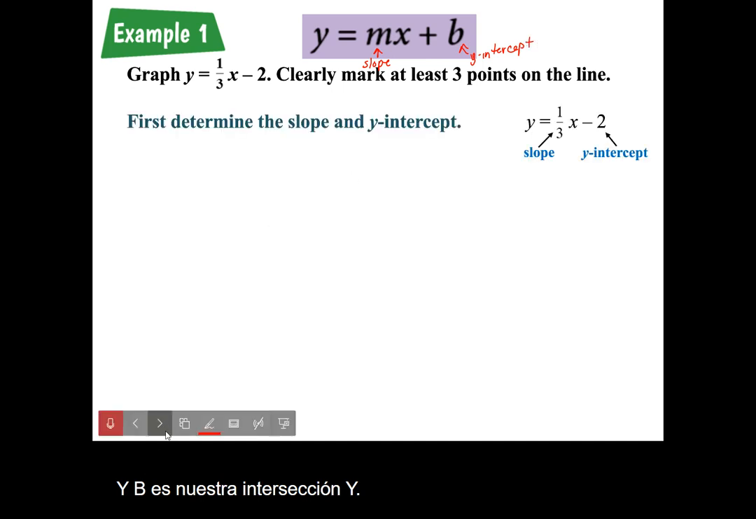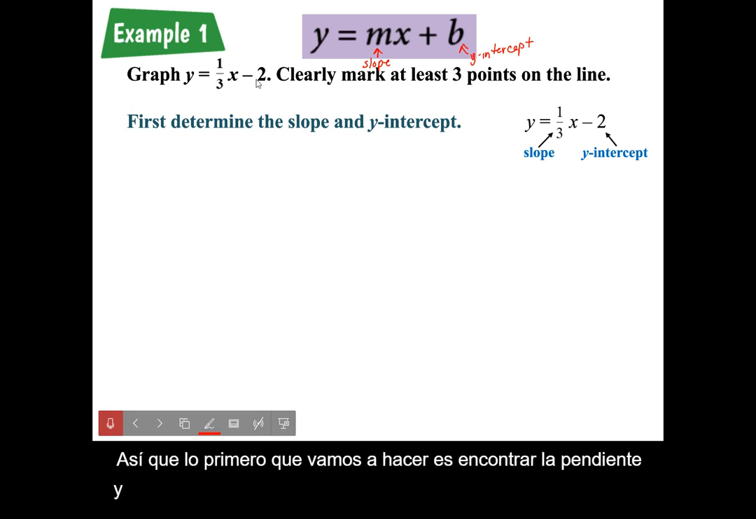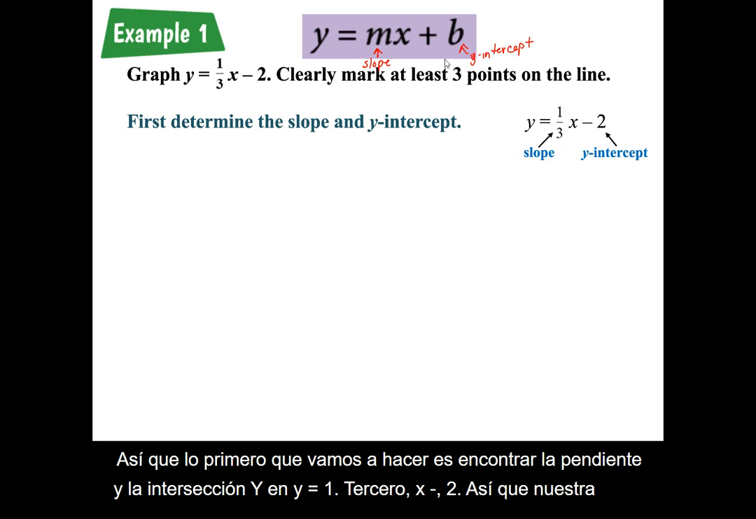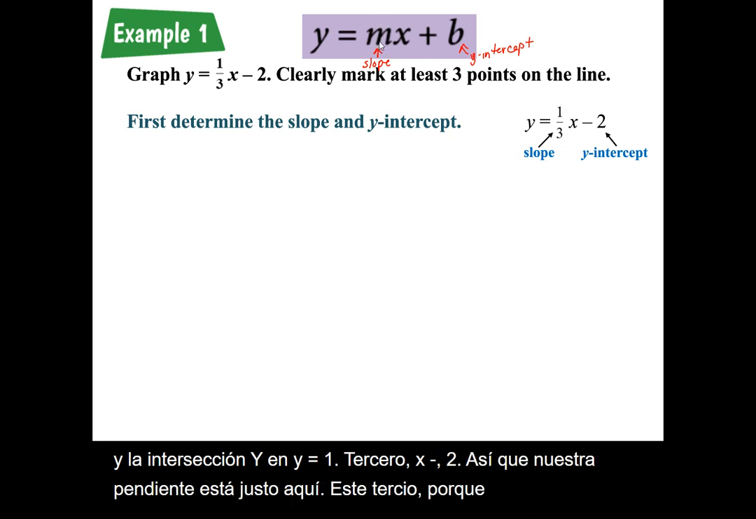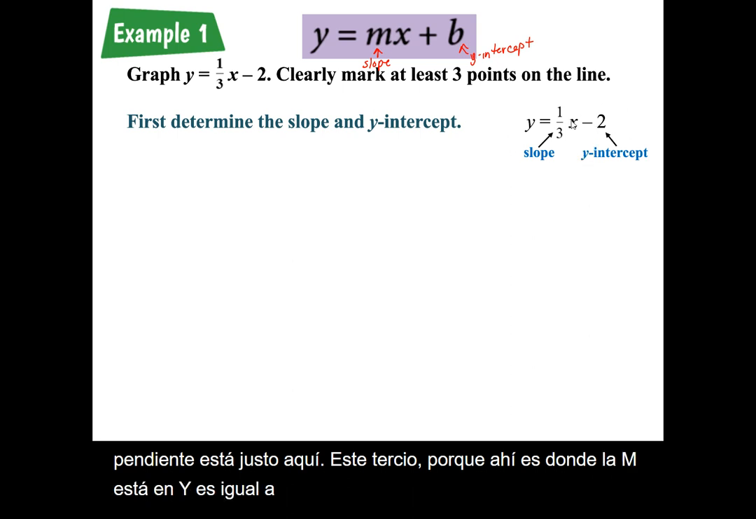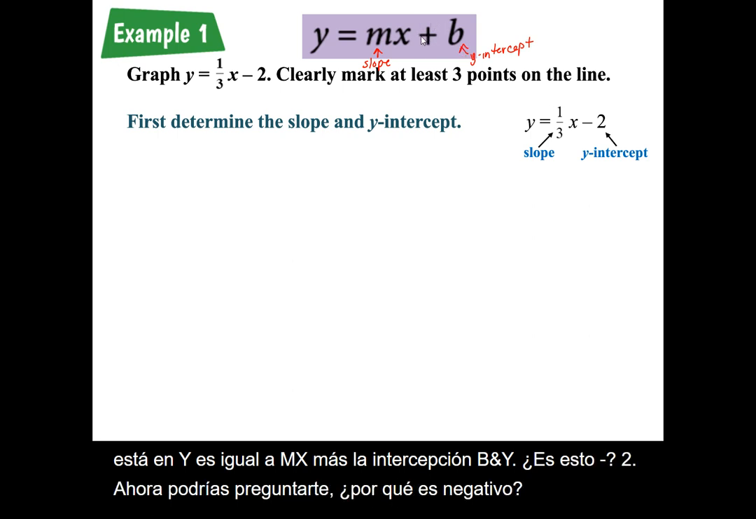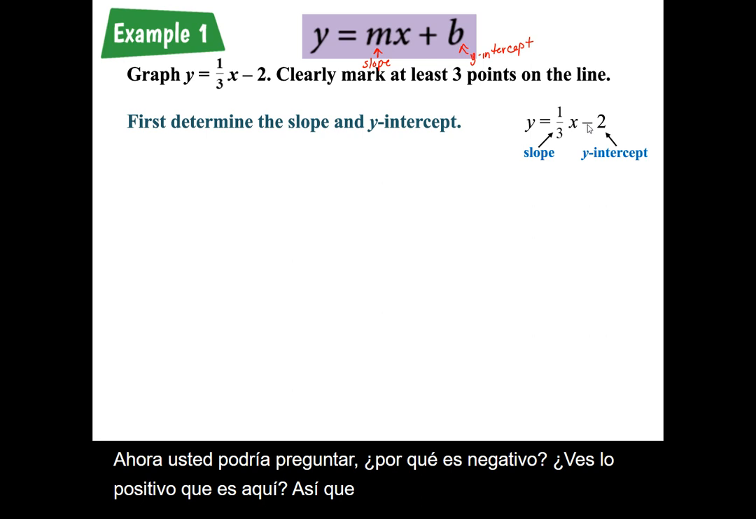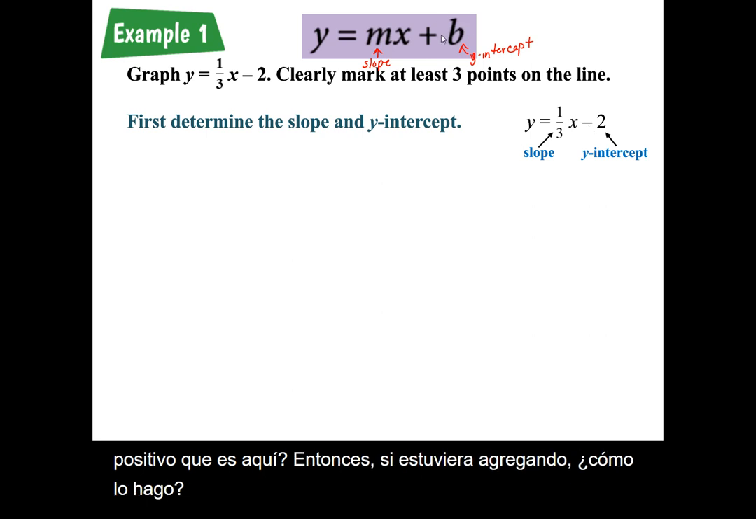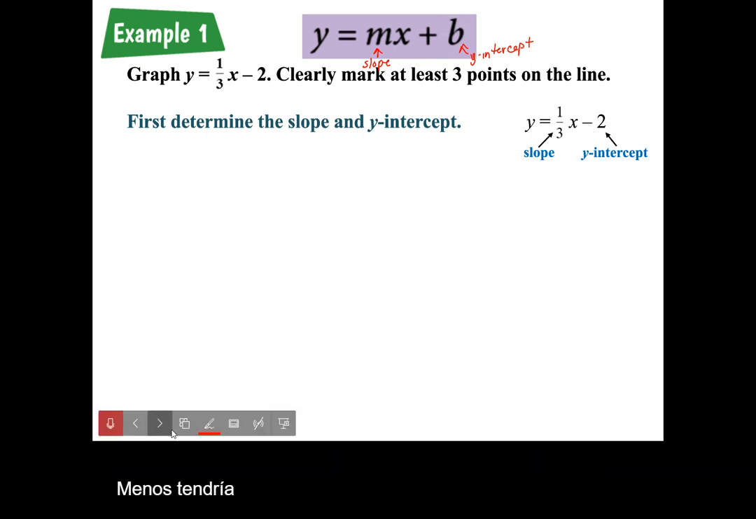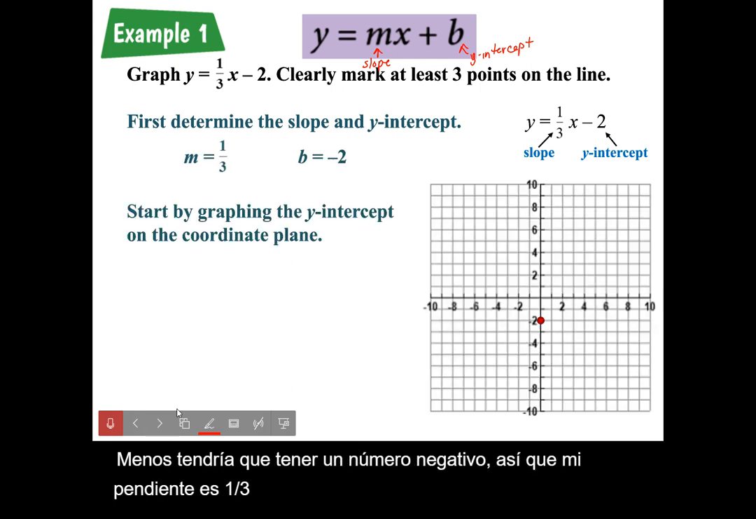So the first thing we're going to do is find the slope and the y-intercept in y equals 1/3 x minus 2. So our slope is right here, this 1/3, because that's where the m is in y equals mx plus b. And our y-intercept is this -2. Now, you might ask, why is it negative? Well, do you see how it's positive here? So if I were adding, how do I make it minus? Well, I would have to have a negative number. So my slope is 1/3 and my intercept is -2.